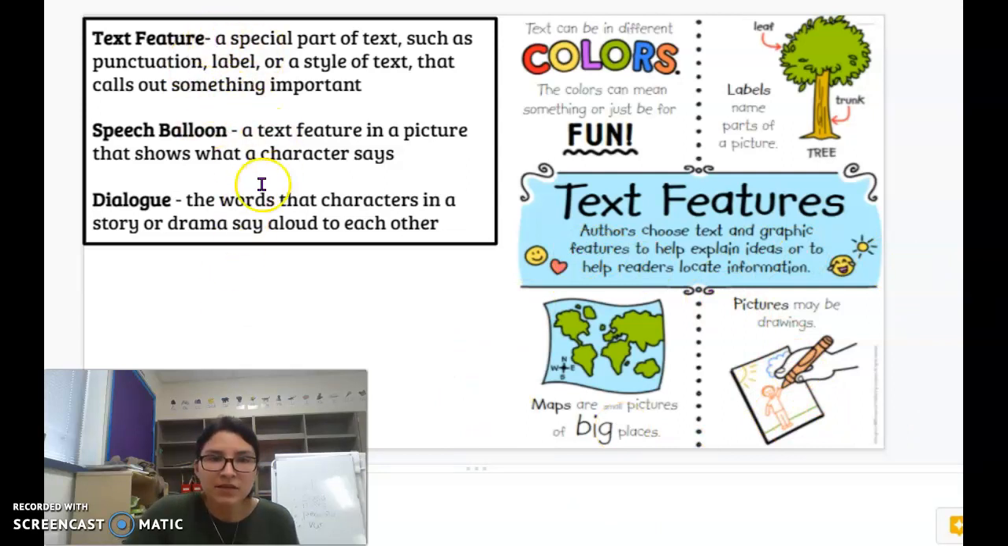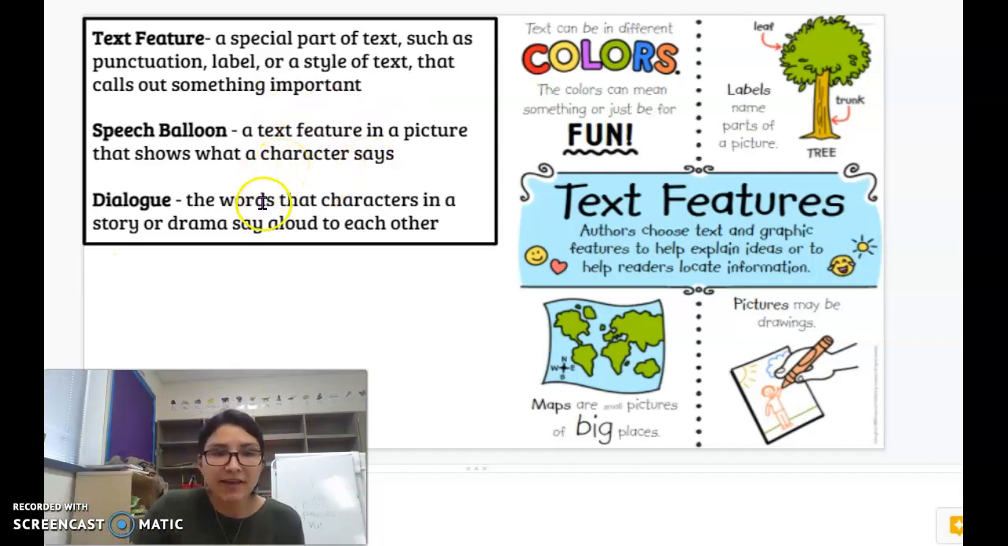So here are some important words that we need to focus on today. Text feature. Go ahead and say that. Speech balloon. Dialogue. Okay, text feature: a special part of text such as punctuation, label, or style of text that can call out something important. So for text features, just think of bold text, bigger text, colorful text, italic text, pictures, photographs, maps, labels, diagrams, all the text features we've gone over. They're all important because they're meant to help us, the reader, better understand what we're learning and what we're reading, okay? So that's why they're important.